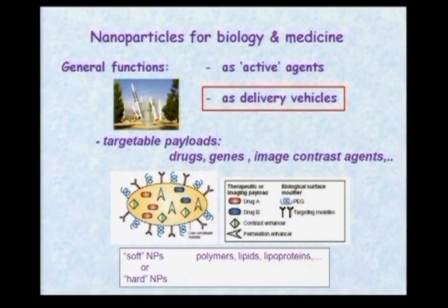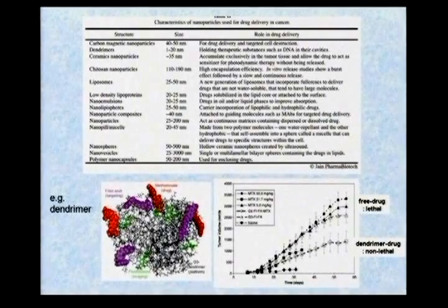Most of these delivery vehicles, or not all of them, are soft nanoparticles, nanoparticles made from lipids or polymers or lipoproteins, but there are also hard nanoparticles, such as gold, for delivery of drugs. There's a nice review article on this, with lots of different nanoparticles: liposomes, lipoproteins, nanoemulsions, etc. Polymers have been used to deliver drugs, and each of them has different properties.